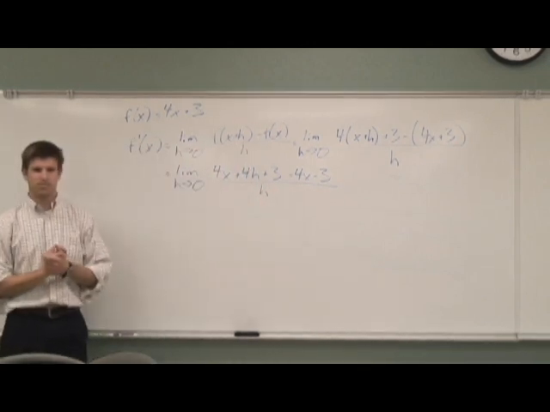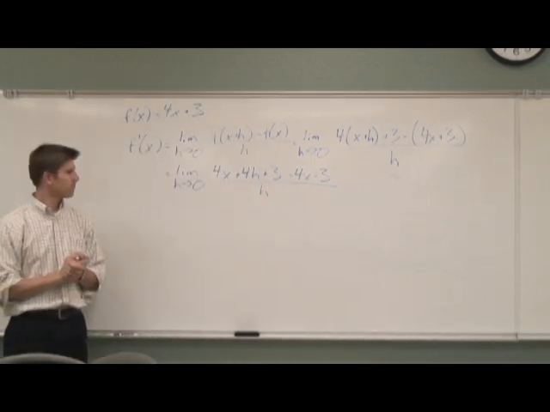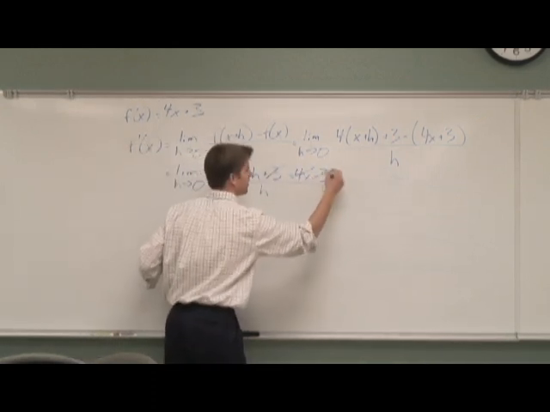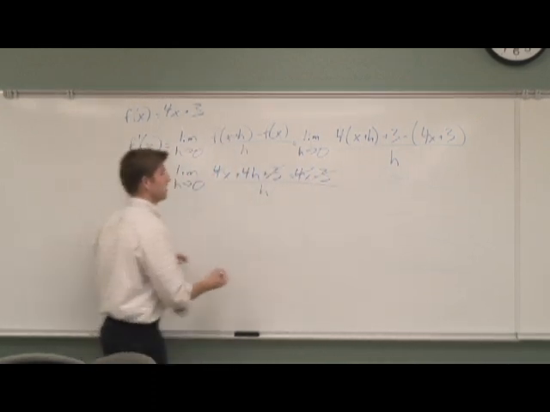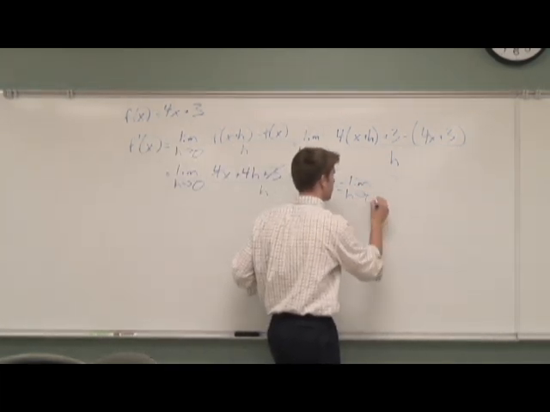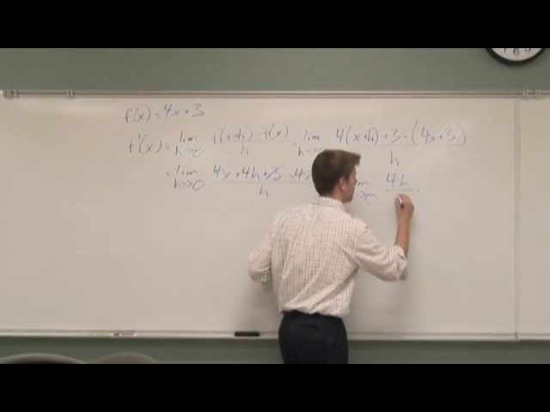Then what? 4x minus 4x, 3 minus 3. So if we have 4h, now things are looking good, then we're looking at the limit as h goes to 0 of 4h over h.